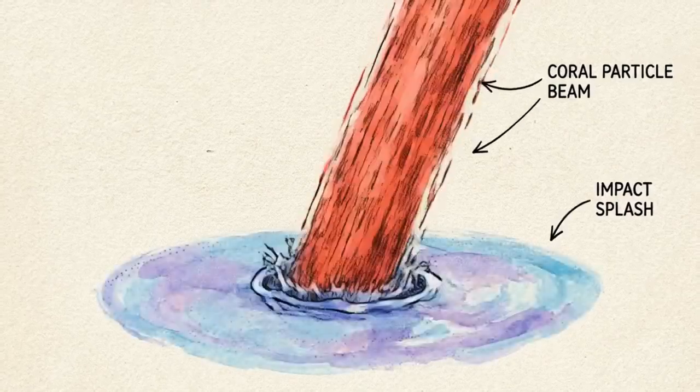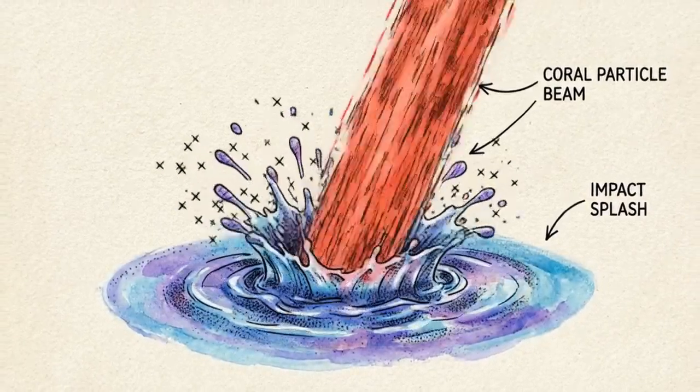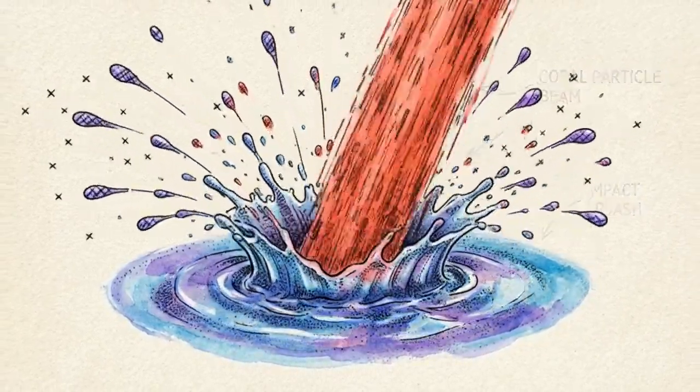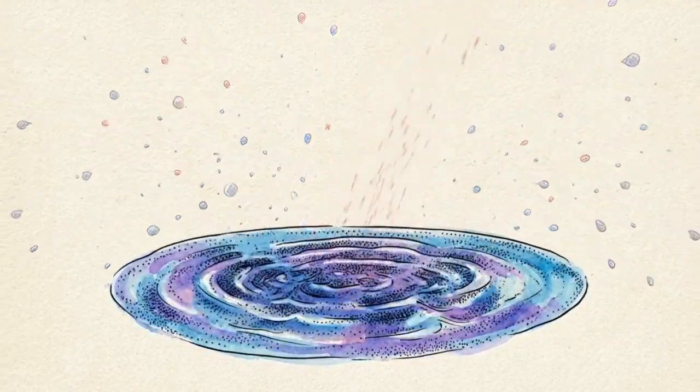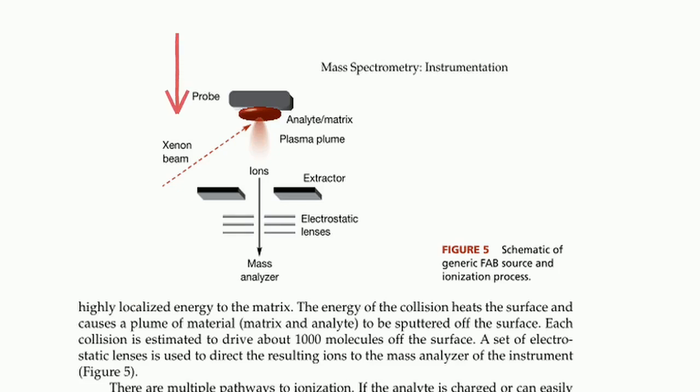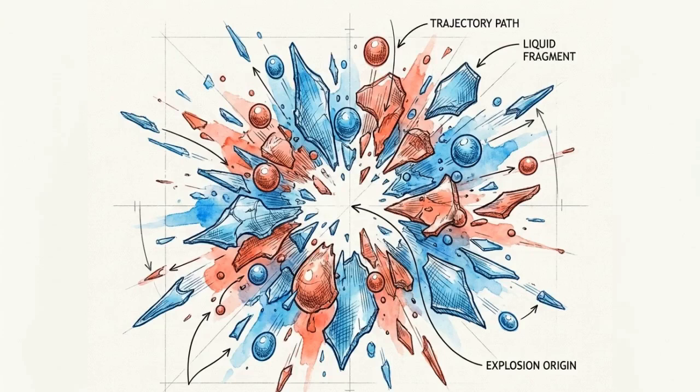Instead of shooting electrons, this method fires a high-voltage beam of heavy neutral atoms, usually xenon or argon, straight at the liquid. This schematic shows the xenon beam striking the matrix mixture, causing a plasma plume to erupt toward the lenses. The liquid matrix absorbs the kinetic impact, converting it to heat, which gently lifts the intact molecule into the gas phase. However, that violent collision also shatters the liquid matrix itself.